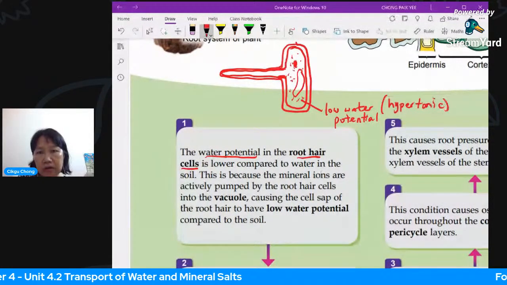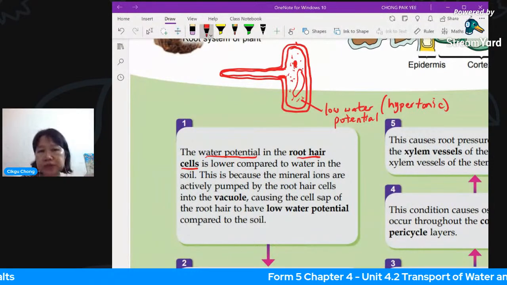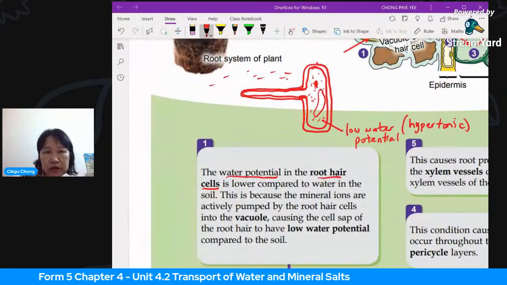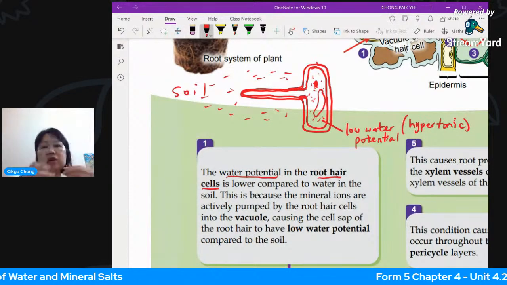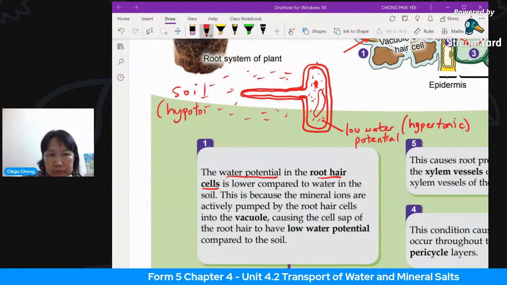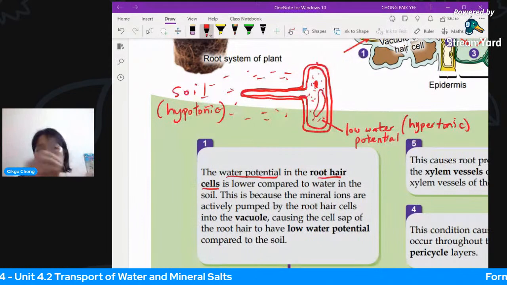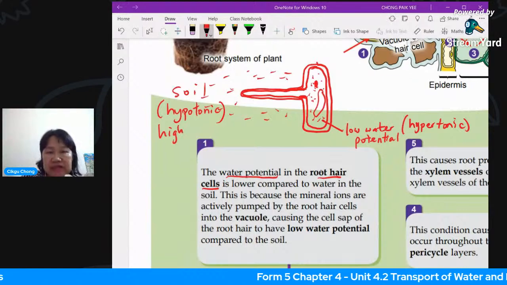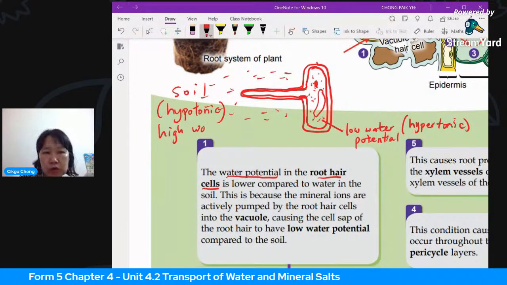All right, hypertonic means more salt, less water. So it's low water potential compared to the soil water. This is a root hair I'm drawing here. This is the soil, this is the water outside here. So the condition in the soil should be hypotonic. That means here should be more water compared to inside the root hair. So this one is high water potential. This is a very healthy condition. The soil water should have high water potential.